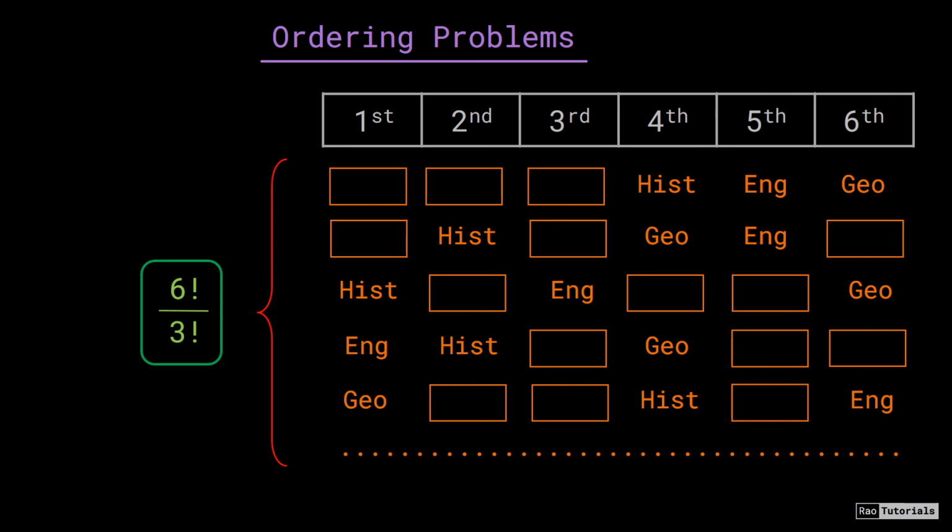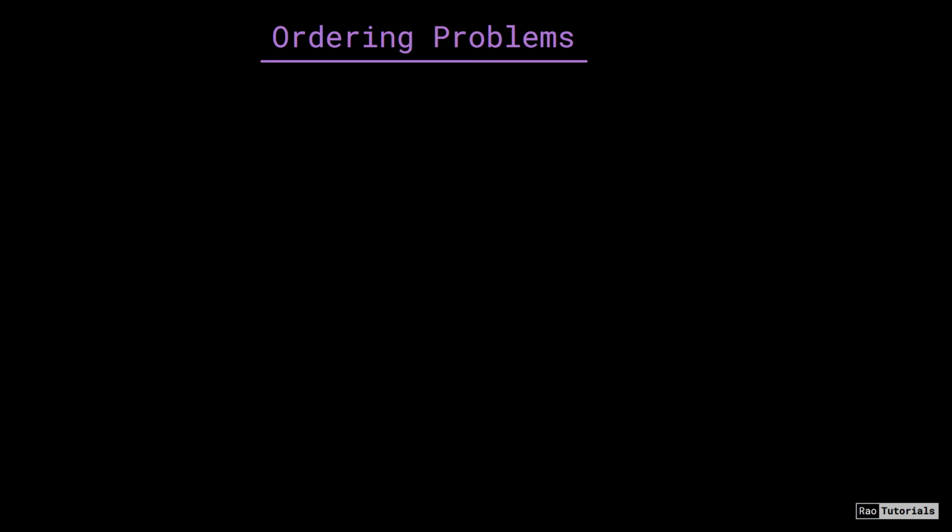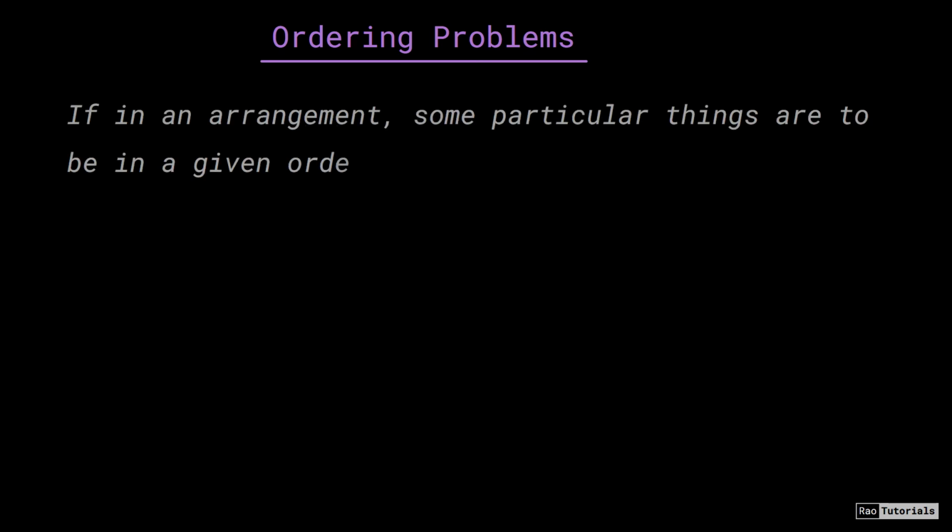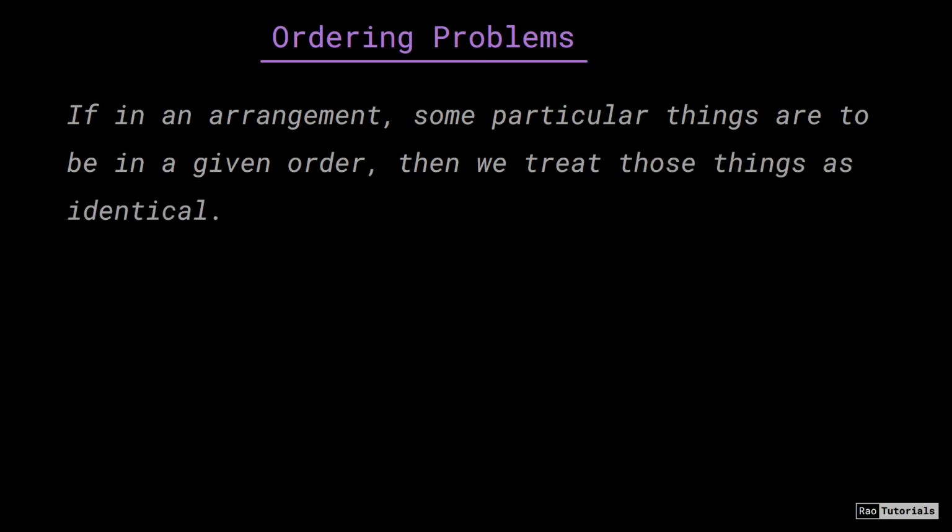We can think like this whenever we come across an ordering problem, or we can generalize the process into a rule: if in an arrangement some particular things are to be in a given order, then we treat those things as identical.